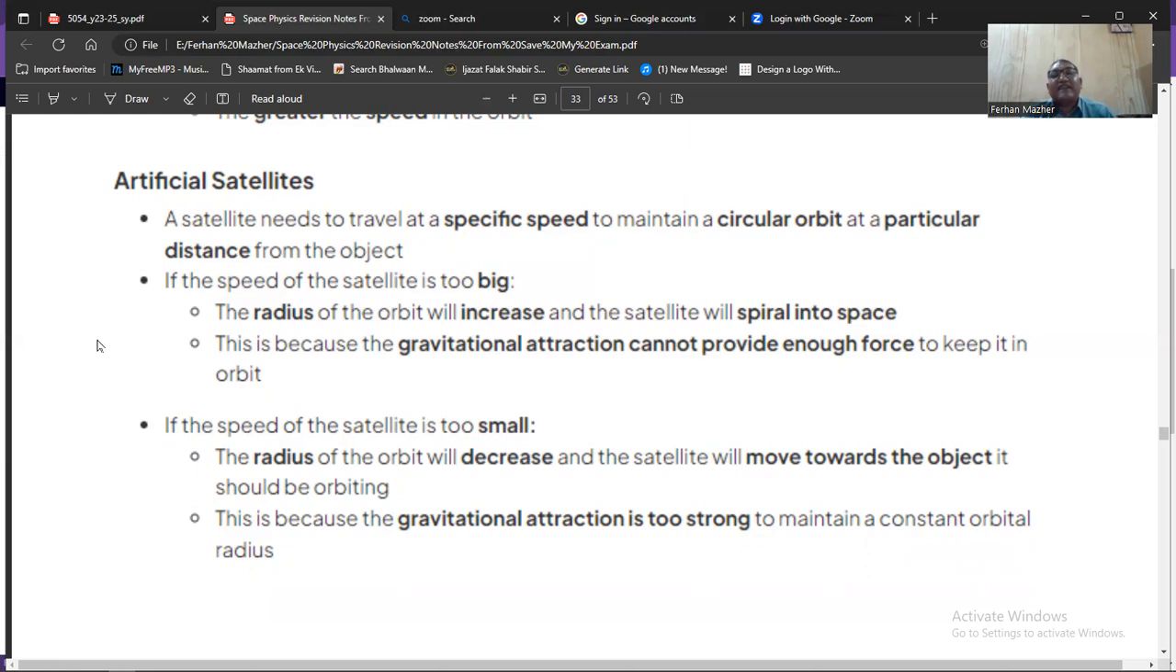If the speed of the satellite is too small, the radius of the orbit will decrease and the satellite will move towards the object it should be orbiting. This is because the gravitational attraction is too strong to maintain a constant orbital radius.